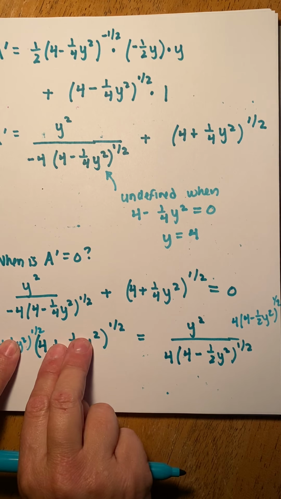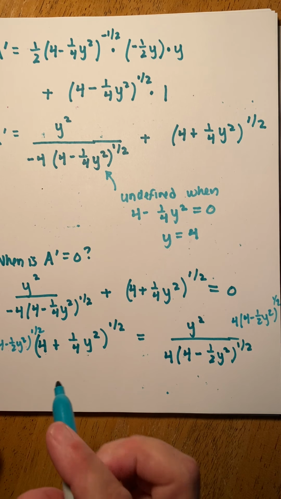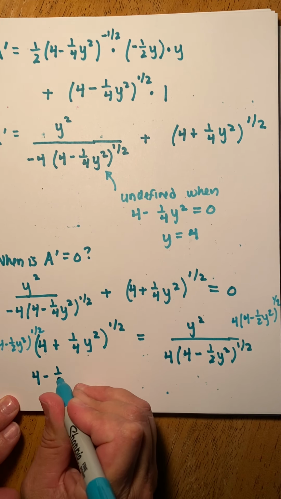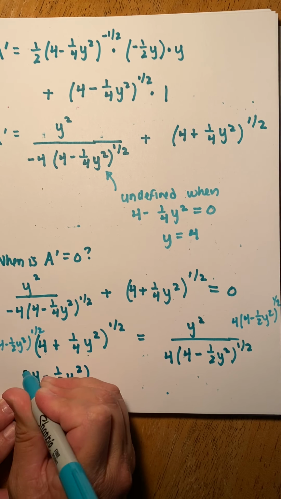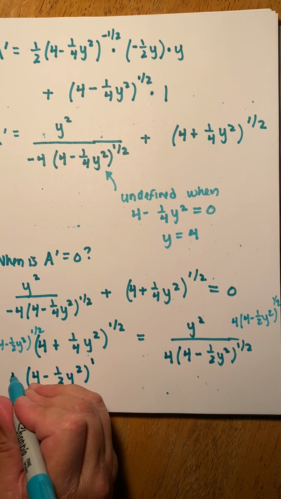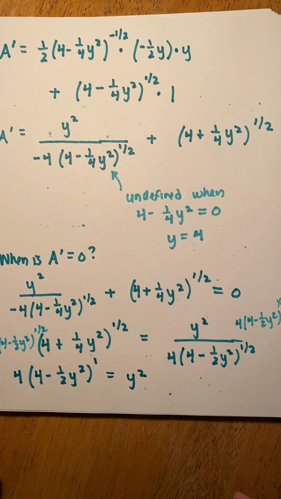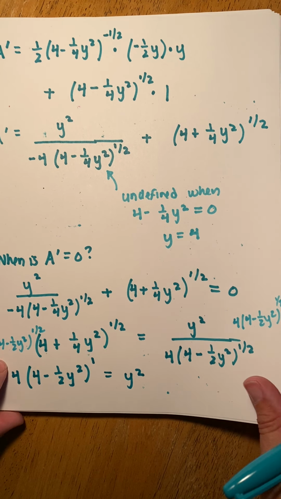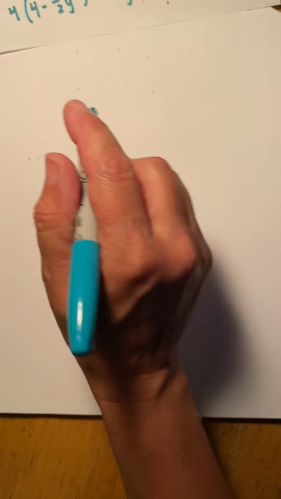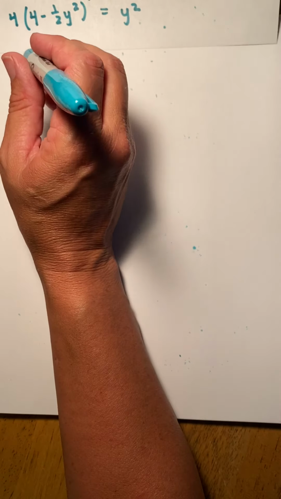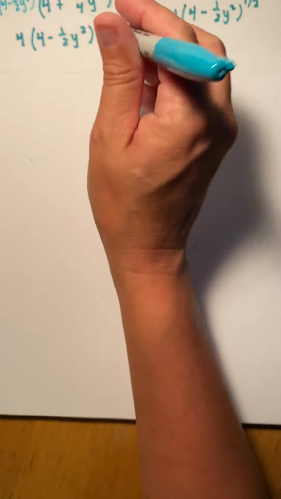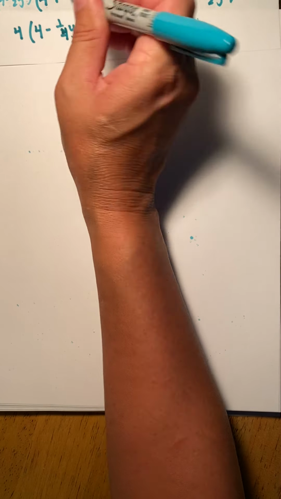But this is the same thing to the 1/2 power. So something to the 1/2 power times something to the 1/2 power is just that something to the 1 power. 4 equals this, and that just equals y squared. Look how nice that turned out. Okay, so now I'm just going to distribute. I get, oops, don't change the number. It's 1/4 right there, right?